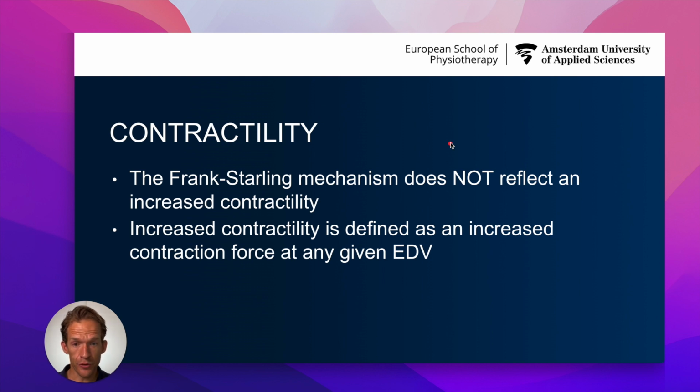The second factor is contractility. What should be clear is that contractility is not the same as the Frank Starling mechanism. An increased contractility basically says that at any given end diastolic volume, you could have a higher stroke volume. Whereas the Frank Starling mechanism says that if you have an increased filling, there will be an increased stroke volume. So contractility together with the Frank Starling mechanism can bring up stroke volume even further.